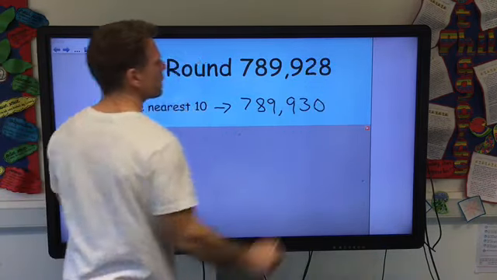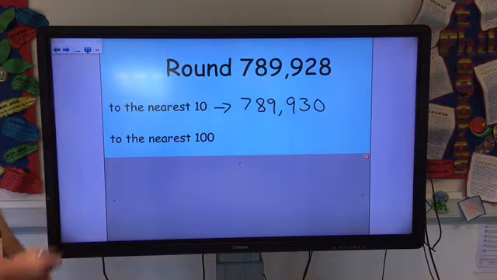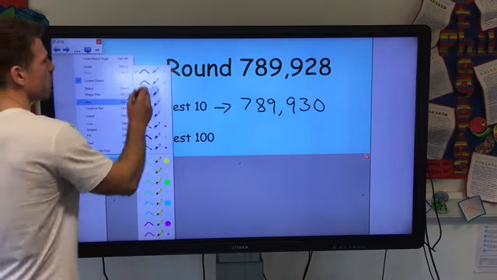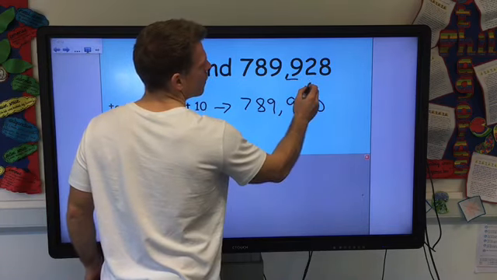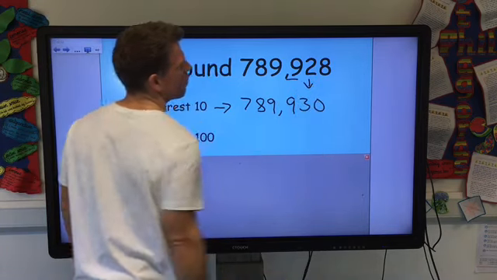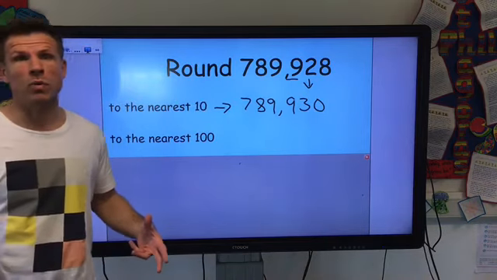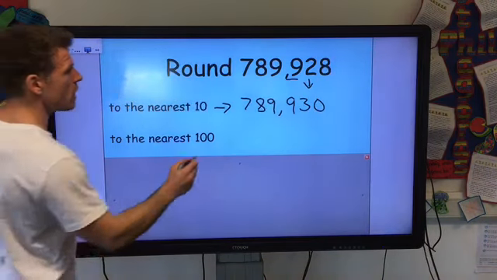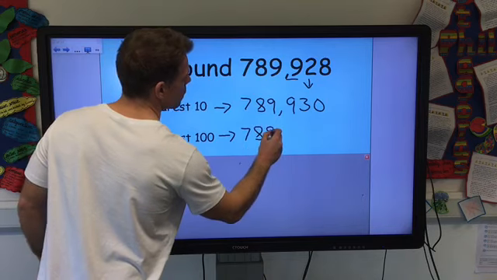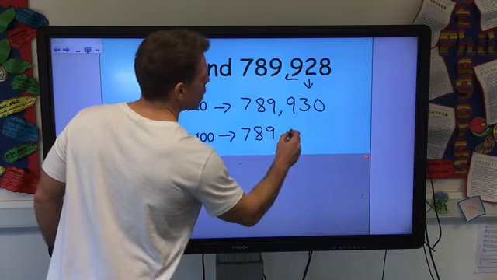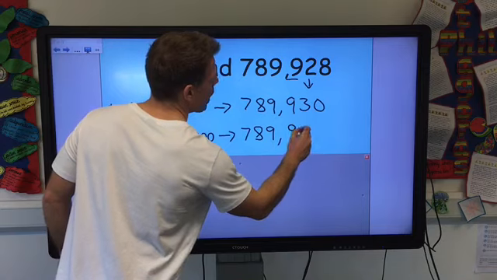Okay, the next one says we're going to round it to the nearest 100. So same drill as before. I'm going to underline my hundreds. The one after it is a 4 or below, so I'm going to round it down. I'm just going to put my little arrow there just to remind myself that's what I'm doing. So to the nearest 100 would be 789,900.